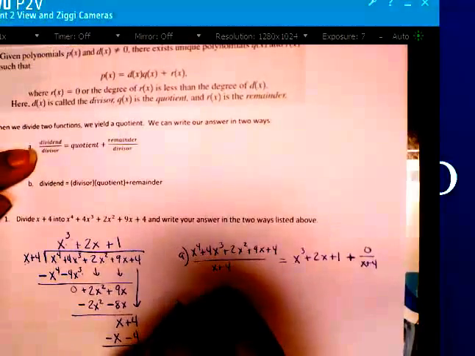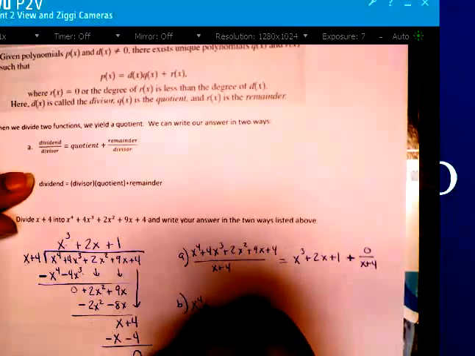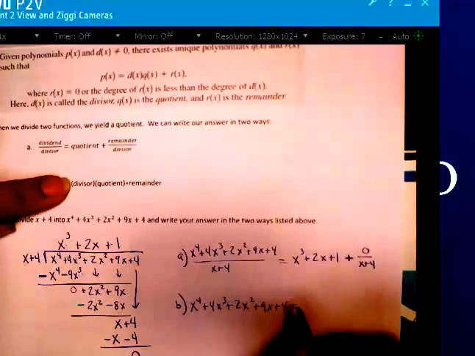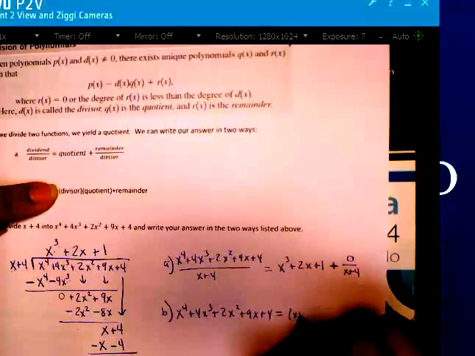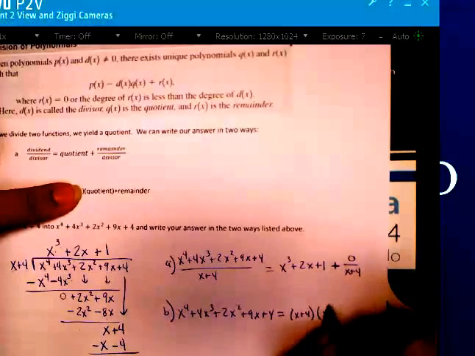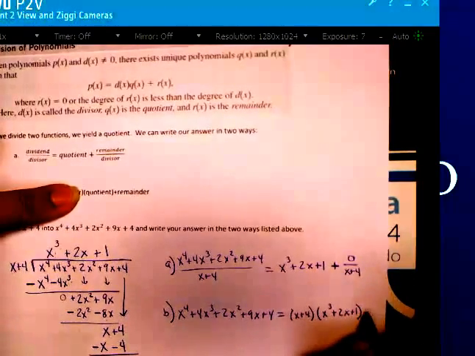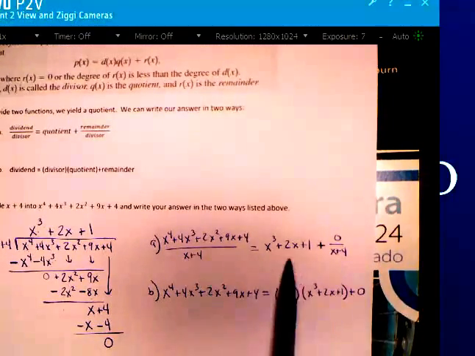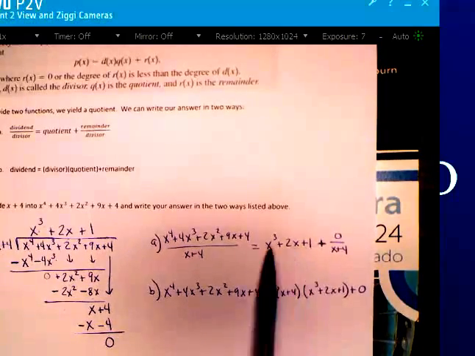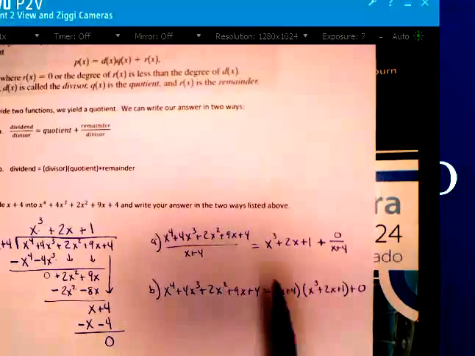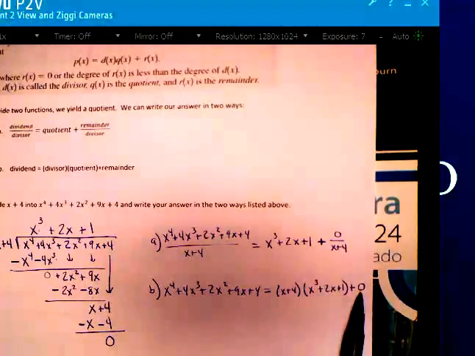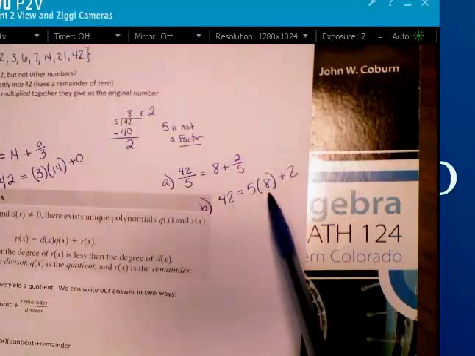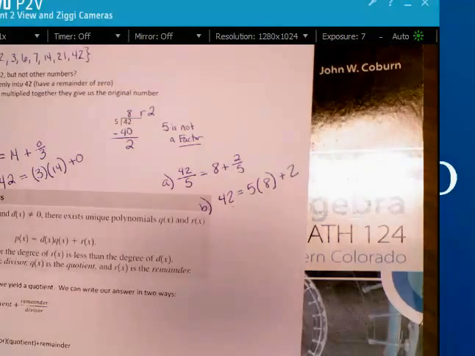Then part B is that we're going to write our dividend, x to the fourth plus 4x cubed plus 2x squared plus 9x plus 4, equals our divisor multiplied by our quotient, plus a remainder of 0. Both of these are equivalent to each other. Here, if I add these two together, that would give me this term over here. And this right here, if I multiplied these two together and added 0, that would give me my original value back. Just like up here, if I multiplied these plus the remainder, that gave me my original value back.